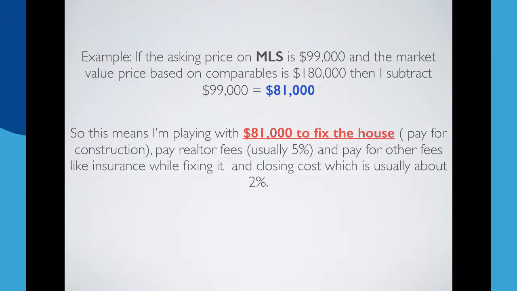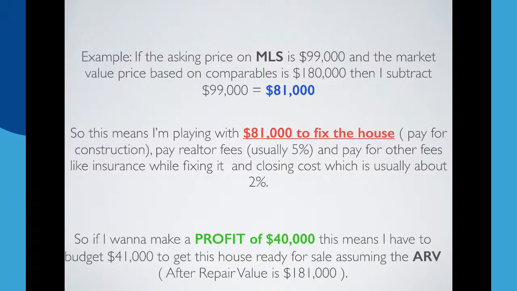Okay, realtor fees here in Texas are about 5%. Closing costs are about 2%. So you've got to play with this 81 grand in this example. Here's what's going to happen. If I want to make a profit of 40 grand, this means I have to budget 41 grand to get the house repaired, assuming the ARV, or the after repair value, is indeed 181 grand, okay?